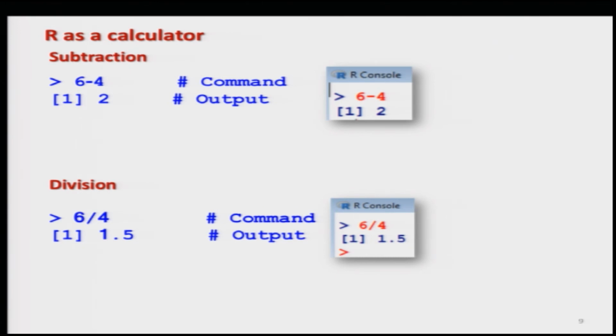Right. Similarly, if you want to subtract, suppose I want to subtract 4 from 6, then I have to use the classical traditional symbol, minus. So 6 minus 4 will give me an answer 2. And if I want to use division, then the symbol is the backslash. So, for example, if I want to divide 6 by 4, I have to write 6 backslash 4, and it will give me the answer 1.5.